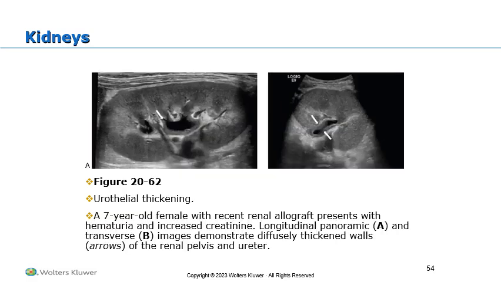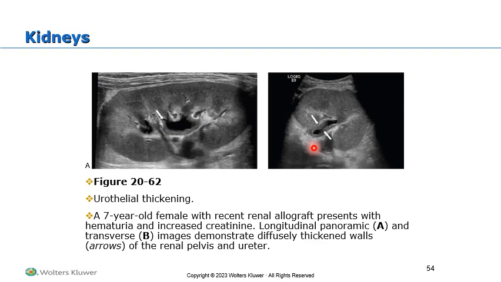Okay. Here's an example of urothelial thickening. When we say urothelial, that would be the epithelial lining of the ureter. Remember that the epithelial lining of the ureter comes in, and it also covers the inside of the renal pelvis. So here you see the thickening of the walls of that renal pelvis, and that's from the inflammation from pyelonephritis. That's something you really want to look for in these cases.